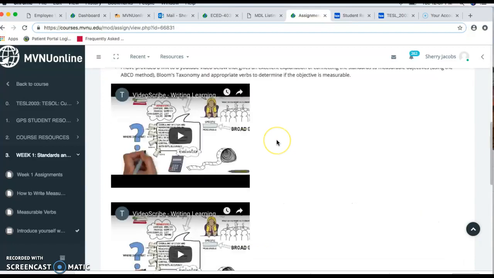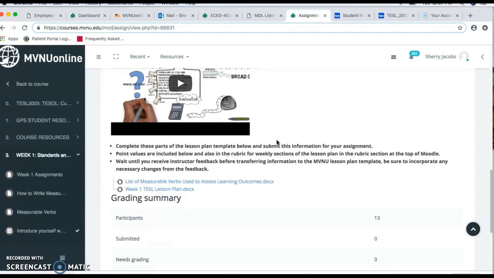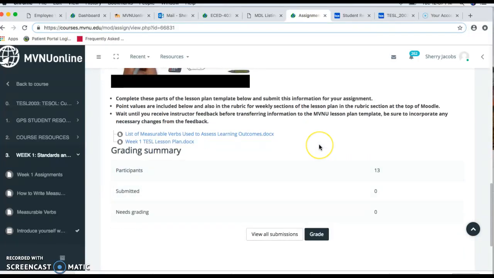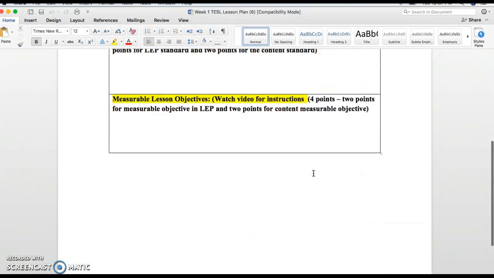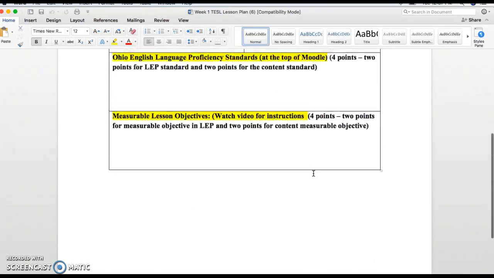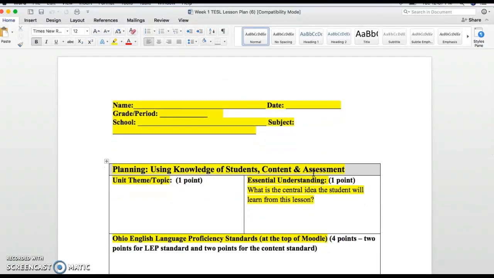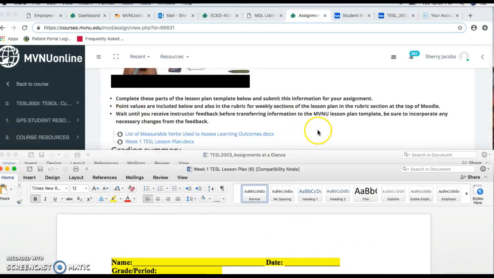This one here is a duplicate. You'll notice for some reason when I get rid of the one, they both go away. So you'll just have to realize that there's only one there. And here is a list of measurable verbs. And right here you'll find the format that you need, or the form where you will type in everything you need for that week's lesson, for that part of the lesson plan.